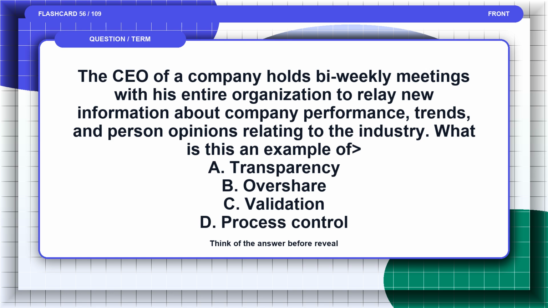Flashcard 56. The CEO of a company holds bi-weekly meetings with his entire organization to relay new information about company performance, trends, and personal opinions relating to the industry. What is this an example of? A. Transparency. B. Overshare. C. Validation. D. Process control. Pause and think of the answer before the reveal.